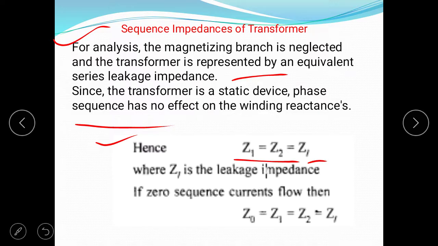At the time of analysis, the magnetizing branch of the transformer is neglected and the transformer is represented by an equivalent series leakage impedance, where Zf is the leakage impedance. If zero sequence current flows, then Z0 is equal to Z1 is equal to Z2 is equal to Zf.